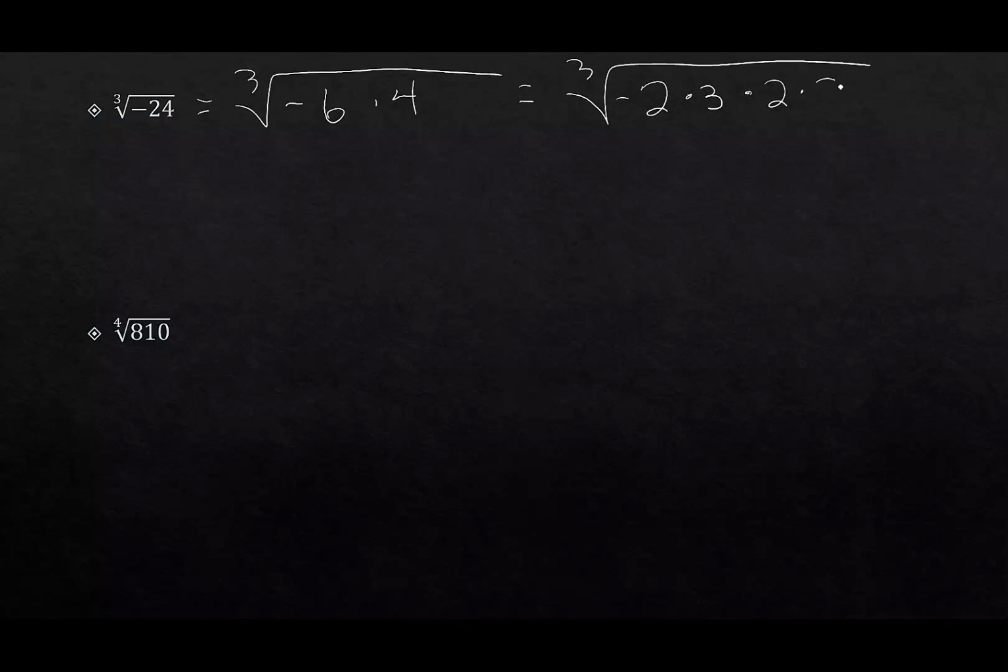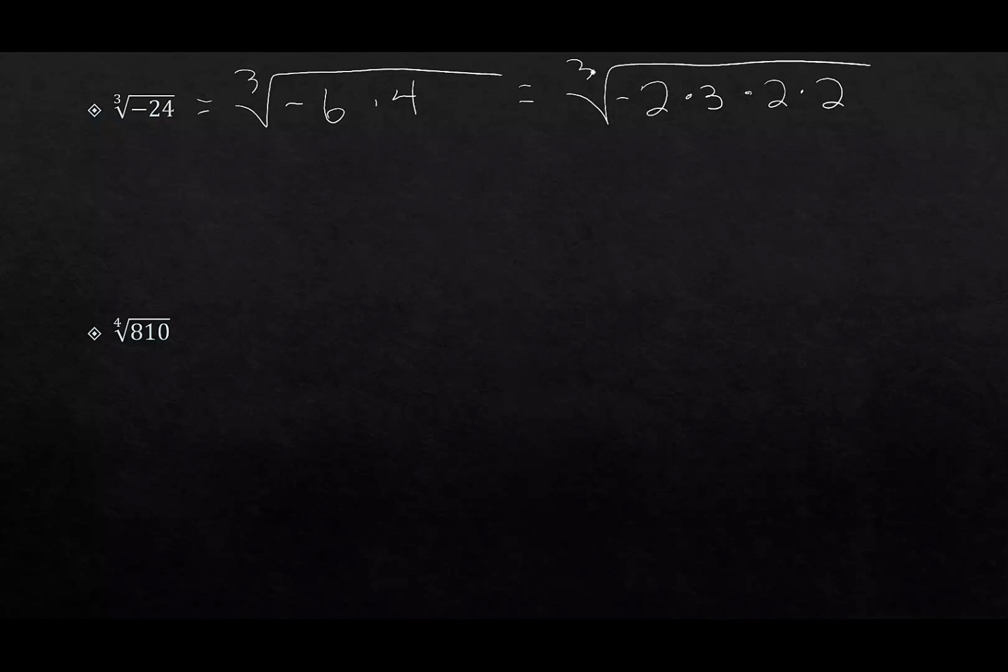Now that I've moved to a different index, I'm not looking at pairs, I'm looking to group by whatever the index is. And my index is 3, I want groups of 3. So we need to expand the negative 24. So let's say I wrote it as negative 6 times 4. That's a good start. Then let's keep expanding it. Maybe we say negative 6 looks like negative 2 times 3, and 4 looks like 2 times 2.